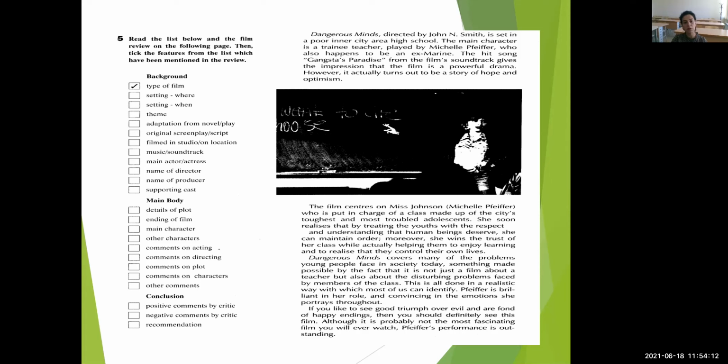Then tick the features from the list which have been mentioned in the review. For example, as in the first one, we have got background, which is ticked. So it means the type of the film is mentioned in the review. So let's read and then we shall analyze it with you.